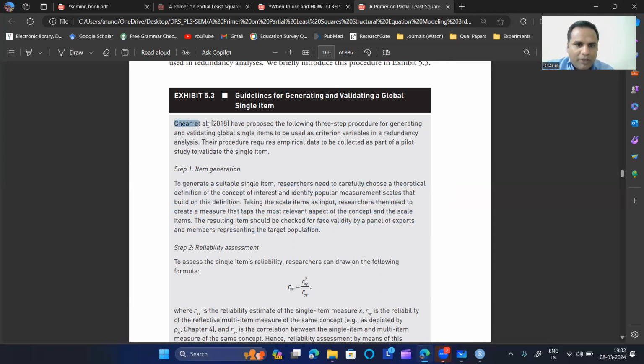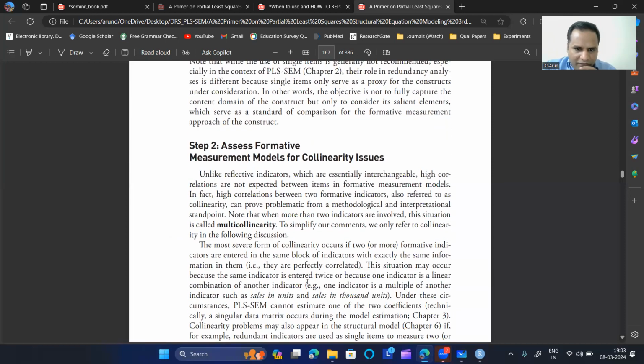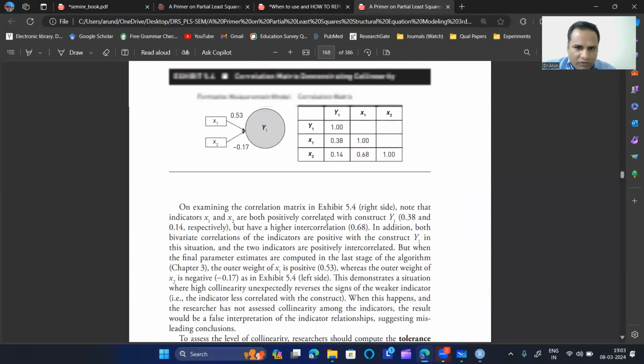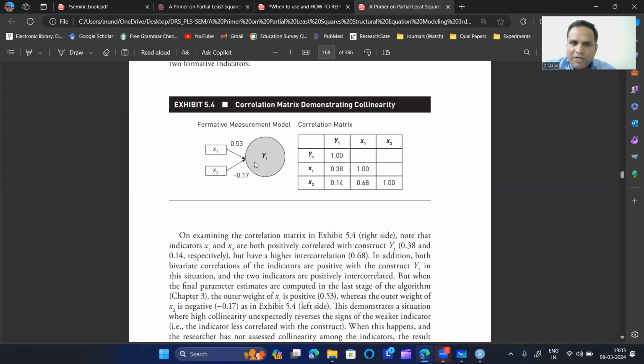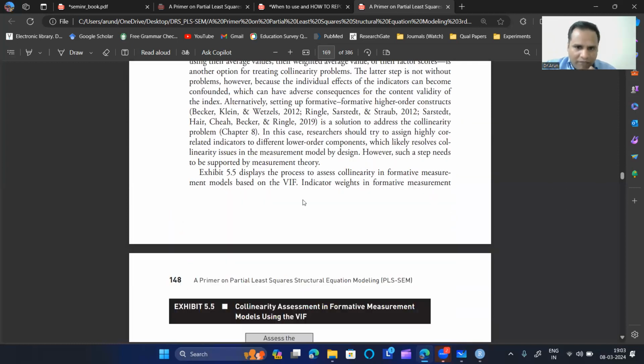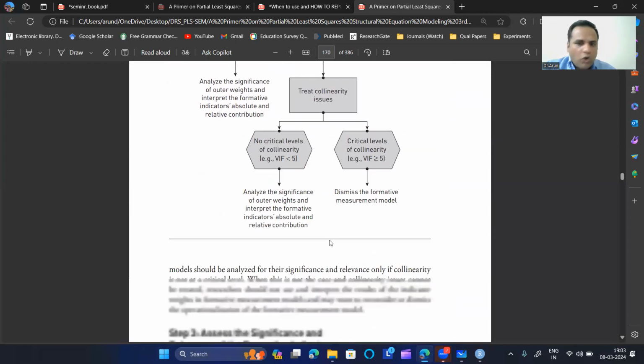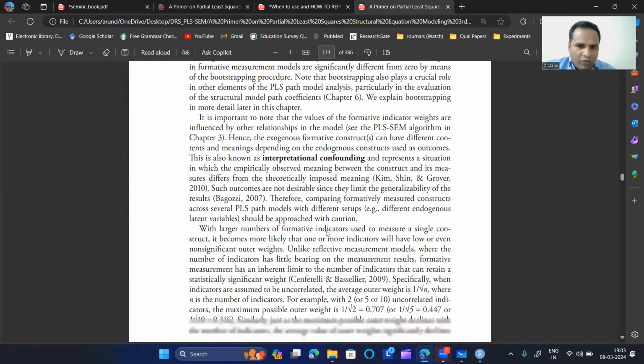So you should read this paper. People who will be working with formatively measured constructs should read this paper by Chin et al. This book has a reference. You should see the name of that particular paper, download it and read it. That paper contains the statistical technique of establishing convergent validity for formatively measured constructs. Here they have written in detail how to establish convergent validity, and they have given the correlation matrix for VIF. Read this book. In fact, when I was reading it, it made a lot of sense to me, and I really enjoyed reading it.